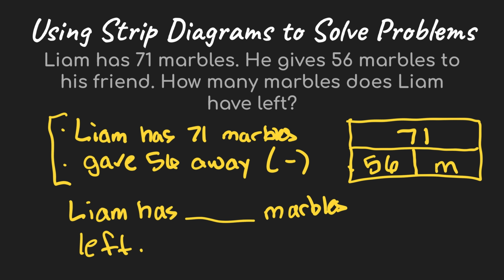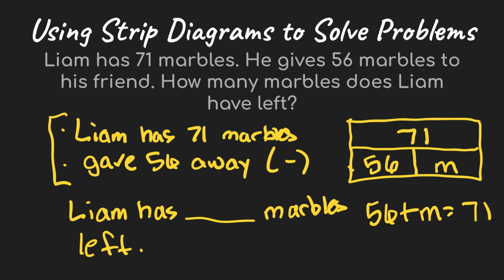If we wanted to write an equation, which in our room we always do, we do important information, we write our sentence, we make our strip diagram, and then we write an equation. So an equation here might be 56 plus M equals 71. And then we can solve it. Since we have a total and a part, we know we can find the difference between these two. And difference, like I said earlier, means subtract. So we can do 71 minus 56.